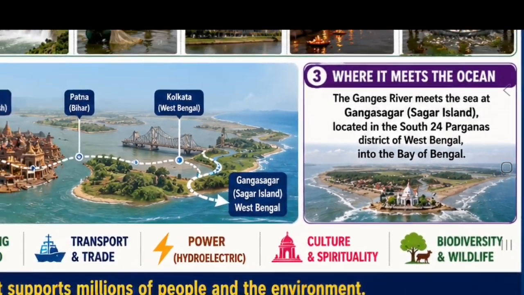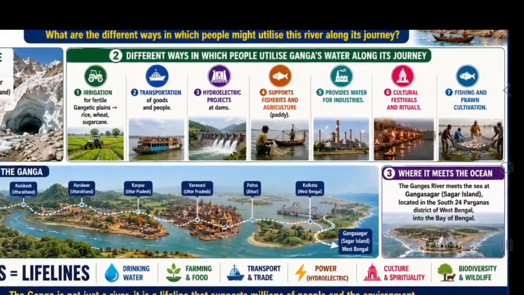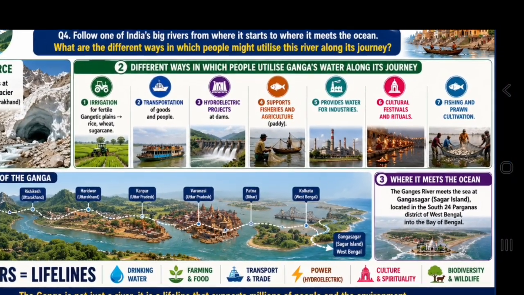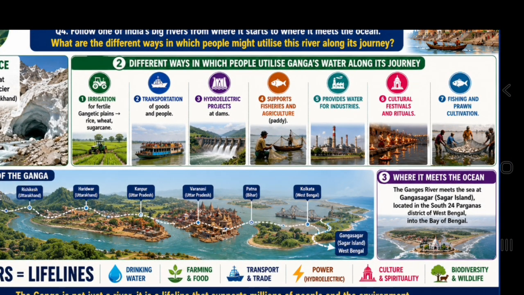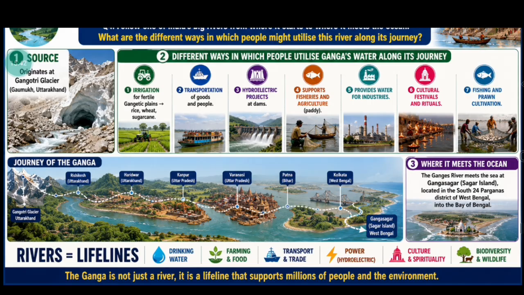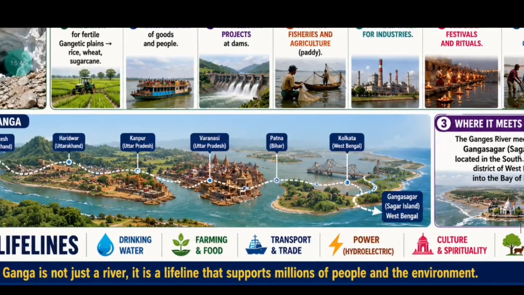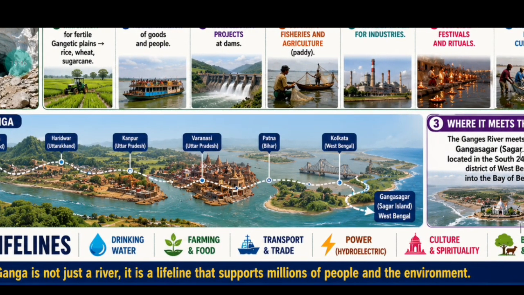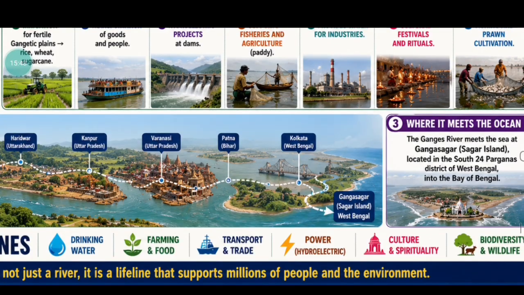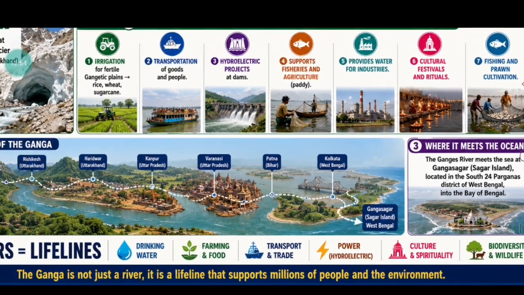So here, how are rivers useful? Actually rivers are lifelines. They are called our lifelines. They provide water for drinking, farming, transportation and trade, support hydroelectric projects, culture and spirituality, and they support biodiversity, our wildlife.